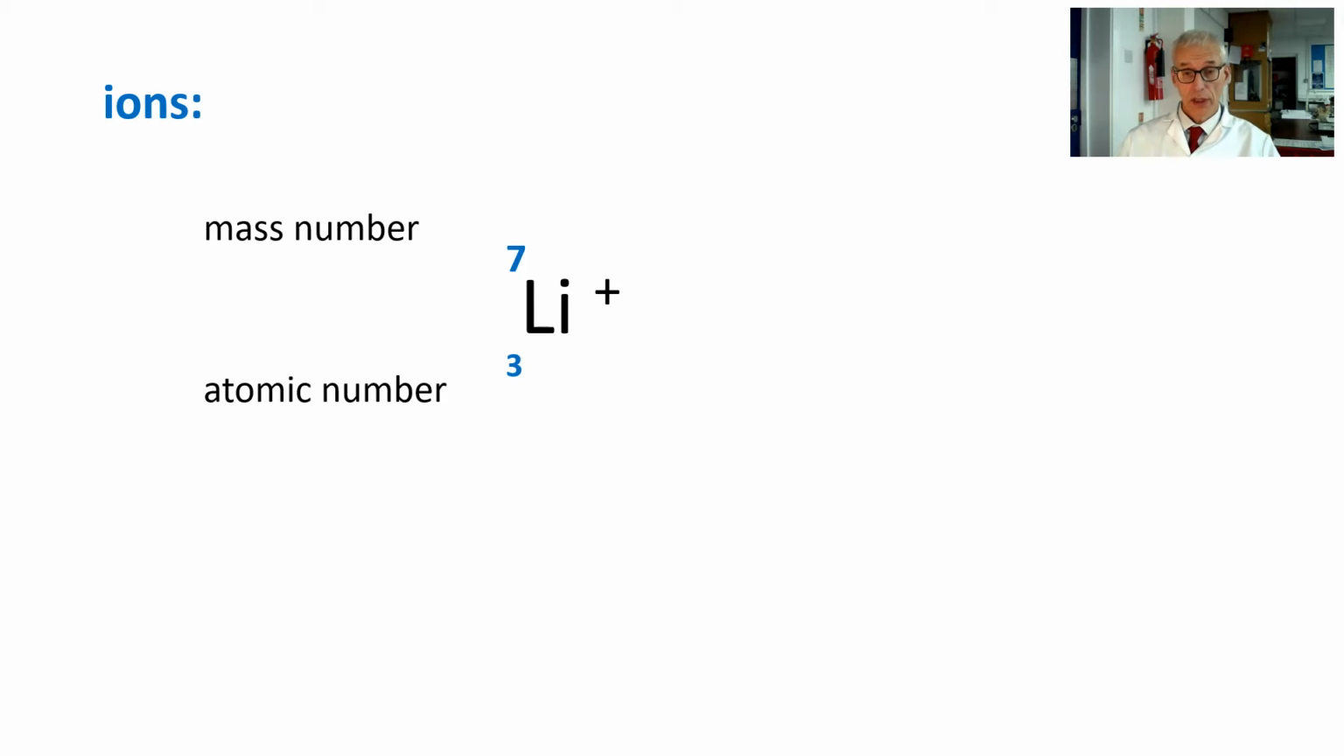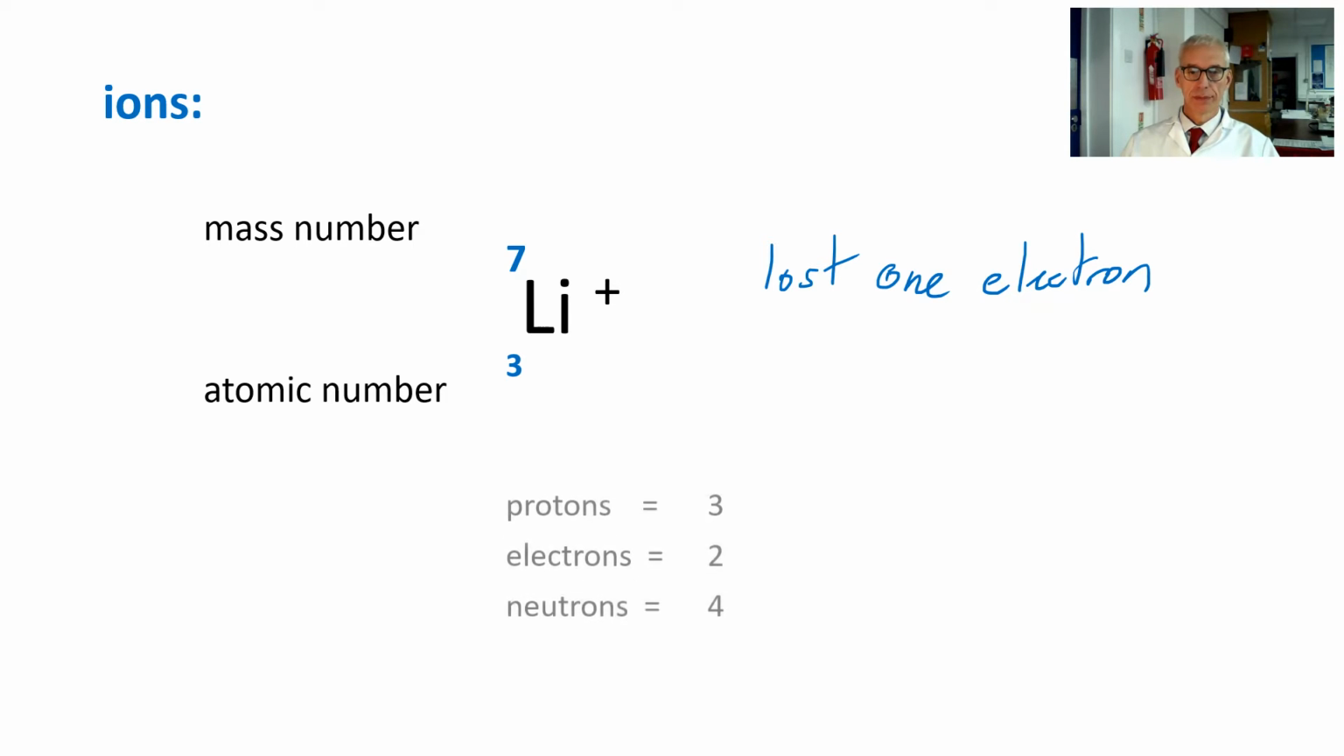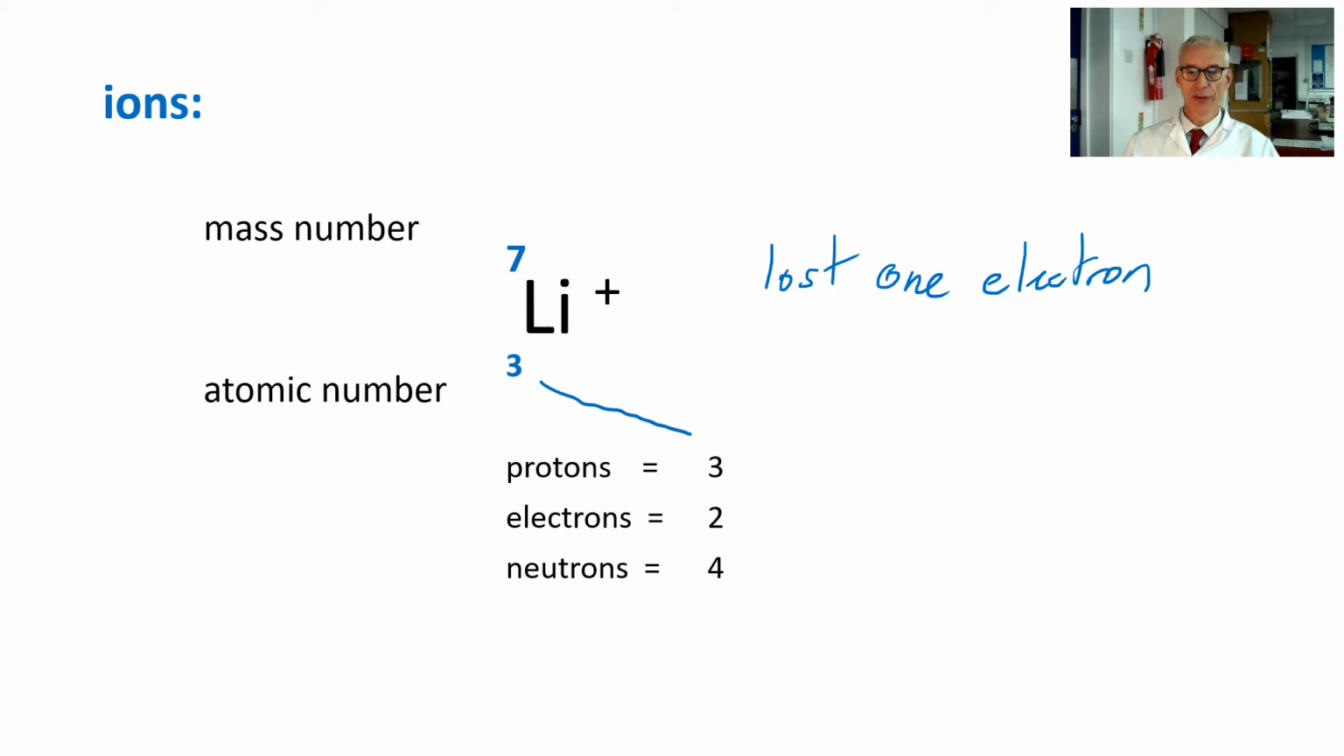We also need to know how to get the numbers of protons, neutrons and electrons in an ion. So let's look at the lithium ion, which is 1+, which means it has lost 1 electron. So the numbers of protons is still 3 because the atomic number has not changed. However, by being positively charged, it means it has 1 more proton than electron. So the numbers of electrons is now 2.